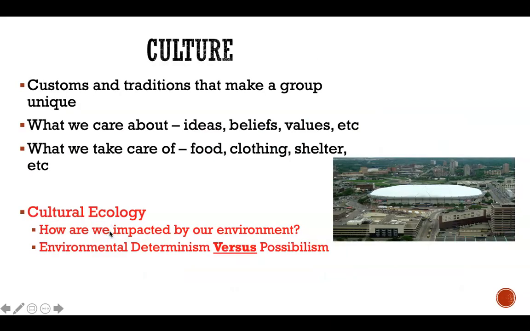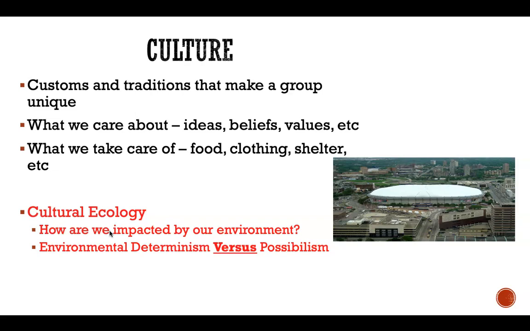All right, again, we get into culture, our next big ticket item. Think of culture as the unique traditions that make a group unique. We talk about what we care about, ideas and beliefs and values, and what we take care of in terms of the physical aspects of culture. Physical aspects of culture are easily recognizable. The ideas, beliefs, and values are what's underneath. So they're a little trickier, right? What you can see about another culture is kind of the tip of the iceberg, and there are so many subtle nuances, cultural traits and complexes that go on beneath that.